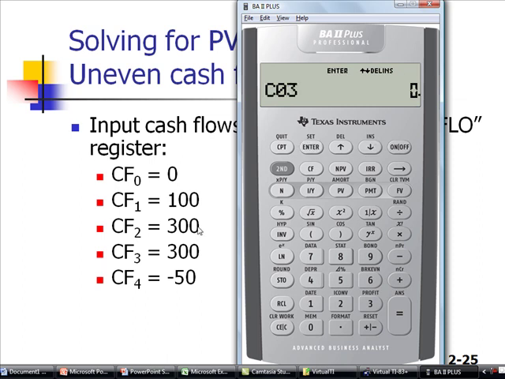Okay, we've already taken care of both these cash flows. Now we're down to the last one, which is negative 50. So type in 50 with a negative sign, hit enter, and at this point you're done entering cash flows. We're almost ready to get the present value. So how do you do that? Press the NPV button, which stands for net present value.